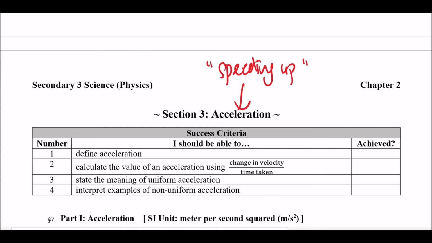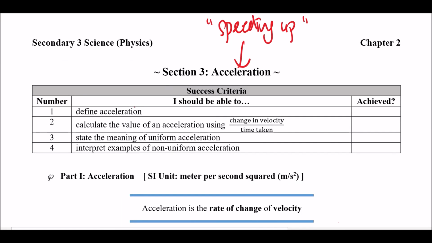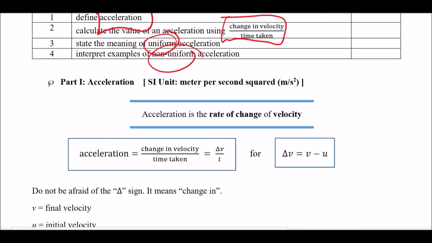Okay, something like speeding up, yeah? The speed will increase. Okay, so in this section we will learn what's the definition of acceleration, and we will calculate using this formula: change in velocity over time taken. Okay, we will state the meaning of what is uniform and non-uniform acceleration. Okay, let's get right into it.